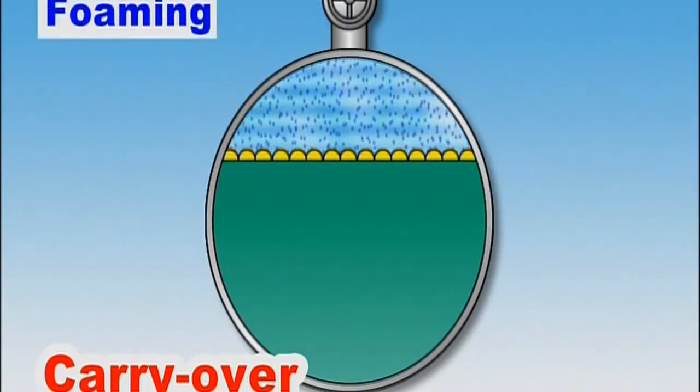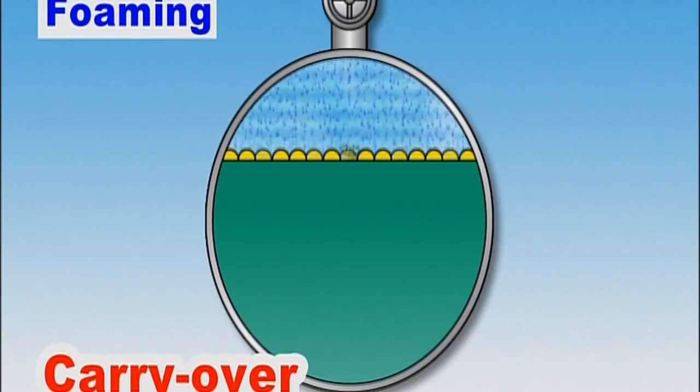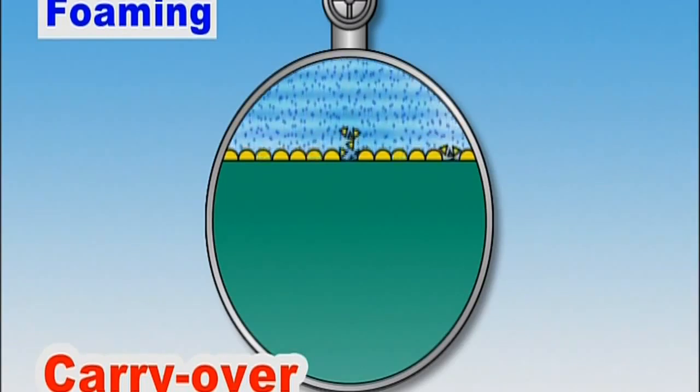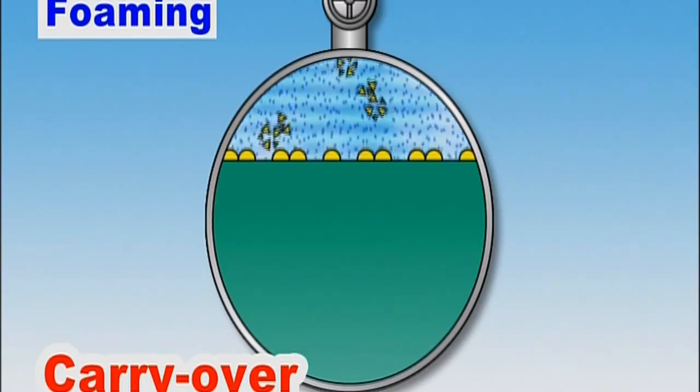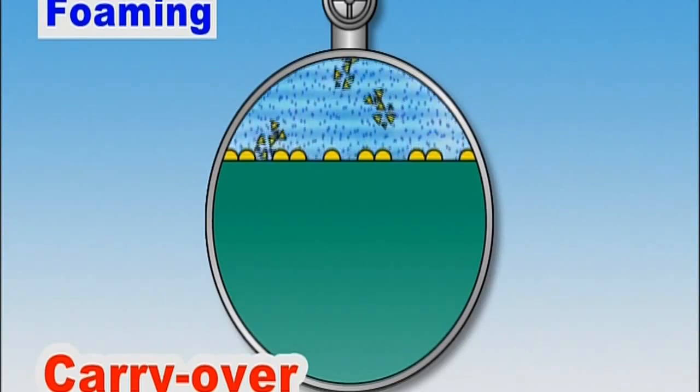Foaming is the phenomenon by which fine water droplets that have burst violently on the water surface scatter and float within the steam chest. Foaming causes hard scale to accumulate on the superheater and turbine blades, leading to corrosion.